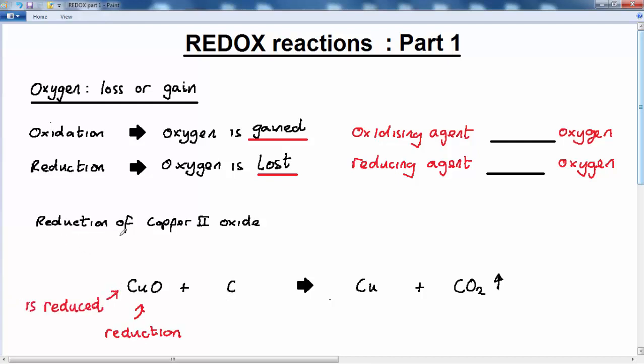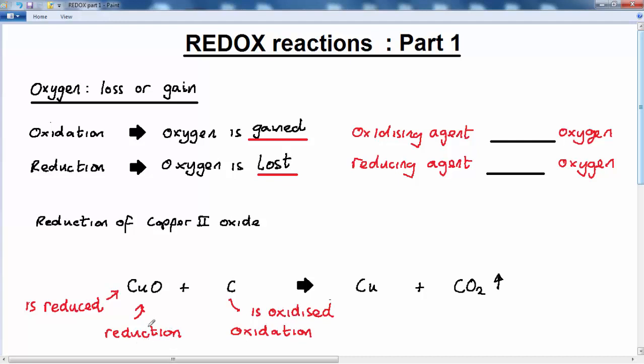Although we call this reaction the reduction of copper oxide, I want to emphasize this, that whenever a reduction reaction occurs there's always an oxidation process going on as well. So in this case actually it's the carbon that is gaining oxygen, so we say the carbon is oxidized, and so we can also say that oxidation is taking place. So we have both reduction and oxidation.